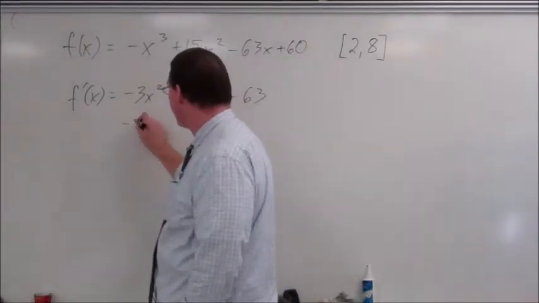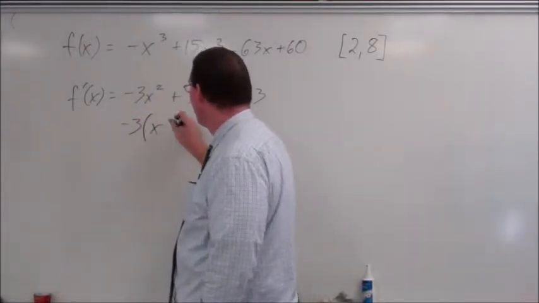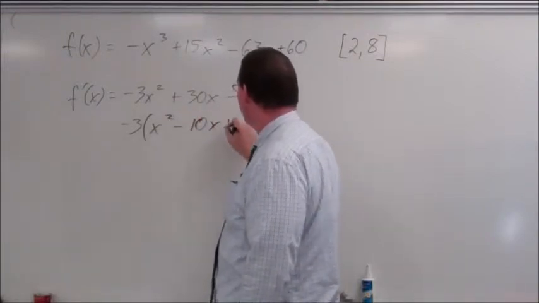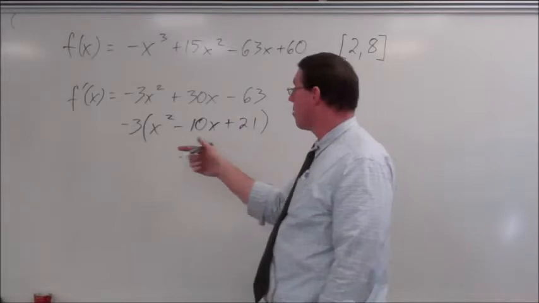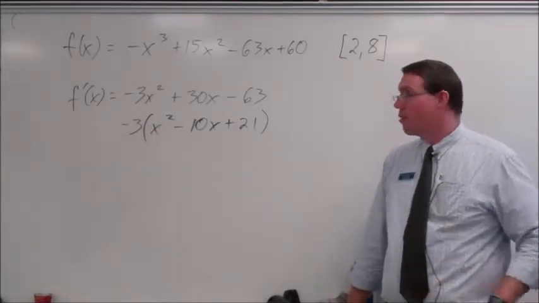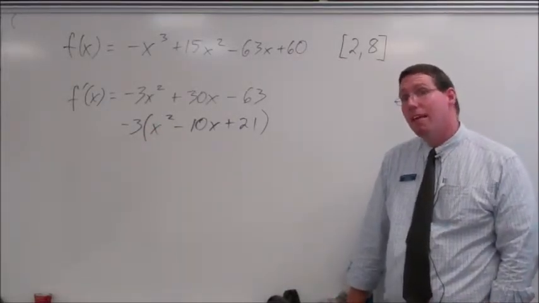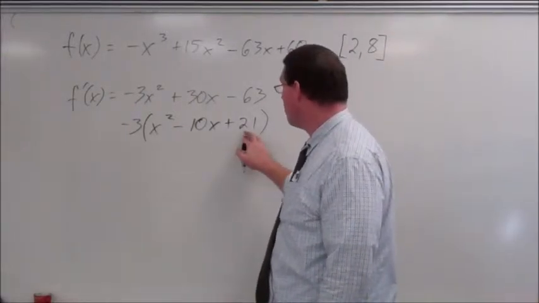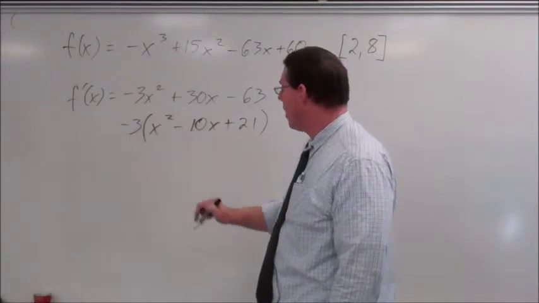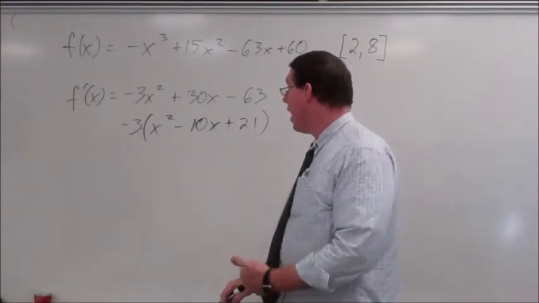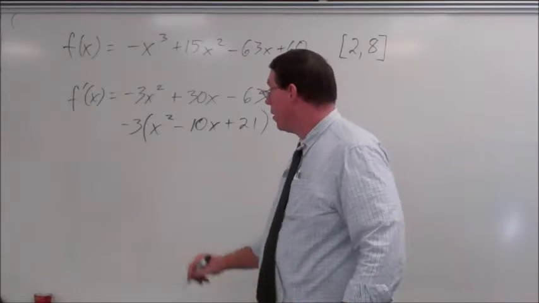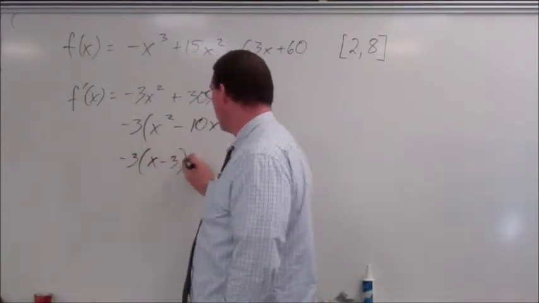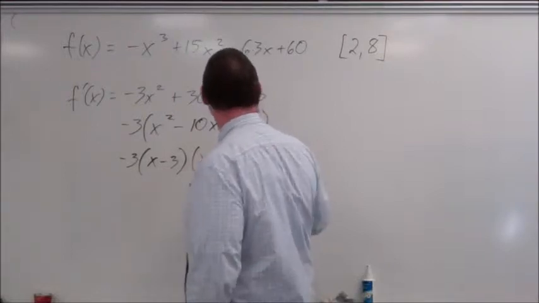If I factor out a negative 3, I get negative 3 times the quantity x squared minus 10x plus 21. Without having a negative here, it certainly is going to make this a lot easier to factor if it can be factored. And if I'm looking for two values that multiply to positive 21 and add up to negative 10, I'm thinking negative 3 and negative 7. So this is actually negative 3 times x minus 3 times x minus 7.